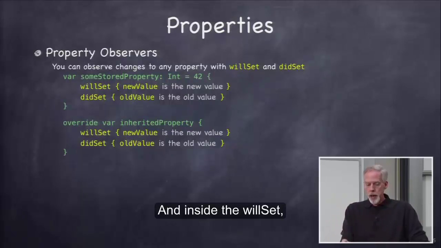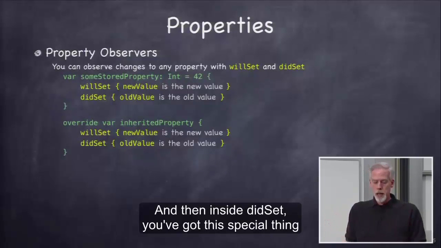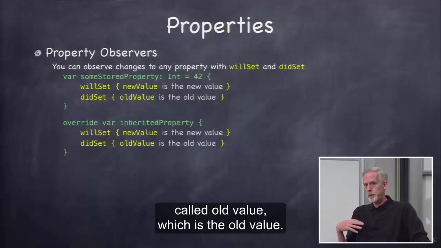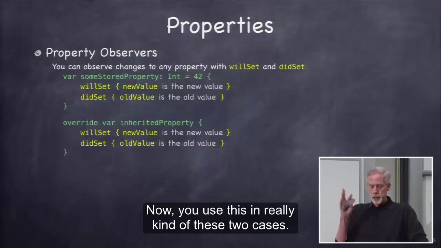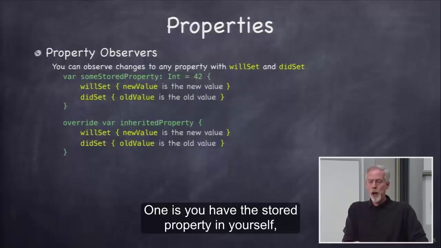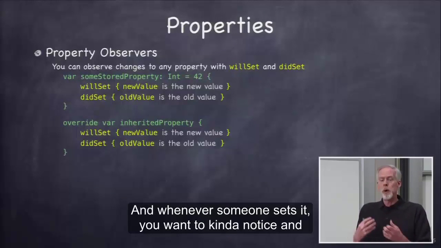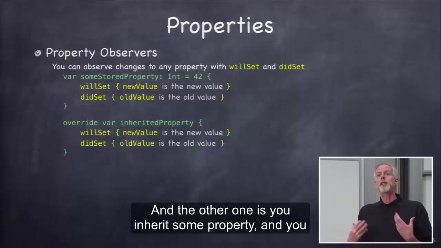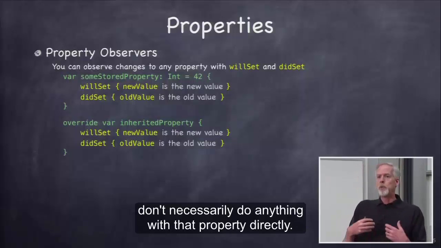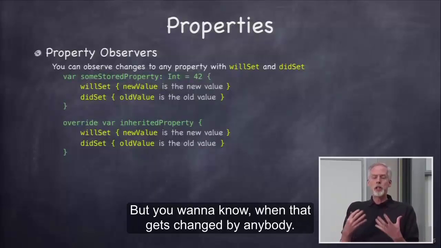And inside the willSet, you've got this special variable called newValue, which is going to be the new value that's going to be set. And then inside didSet, you've got this special thing called oldValue, which is the old value. Now, you use this in really two cases. One is you have a stored property in your own class, and whenever someone sets it, you want to notice and do something. And the other one is you inherit some property, and you don't necessarily do anything with that property directly, but you want to know when that gets changed by anybody.